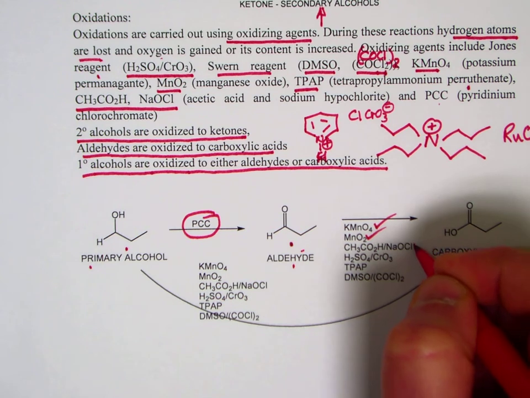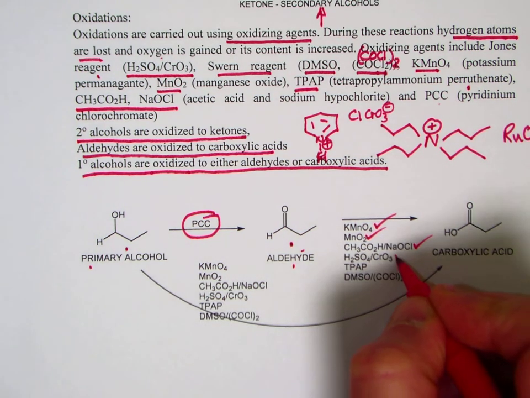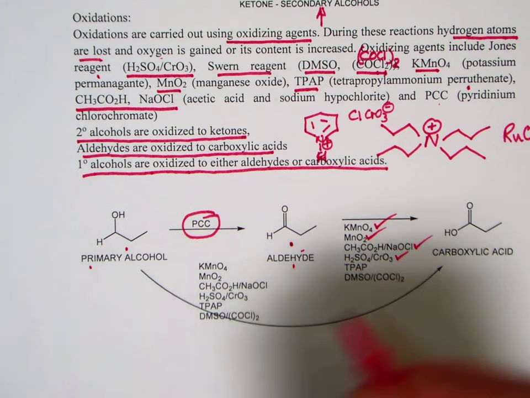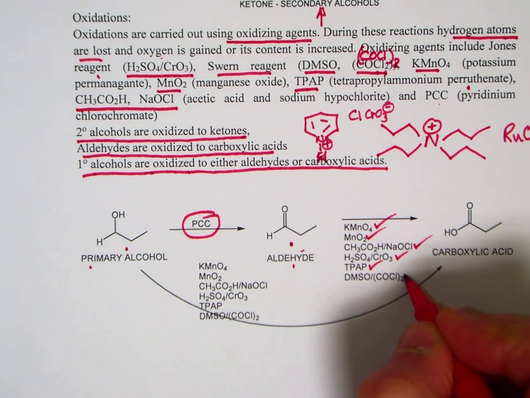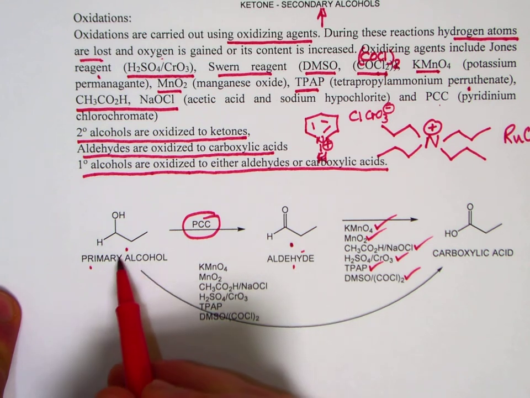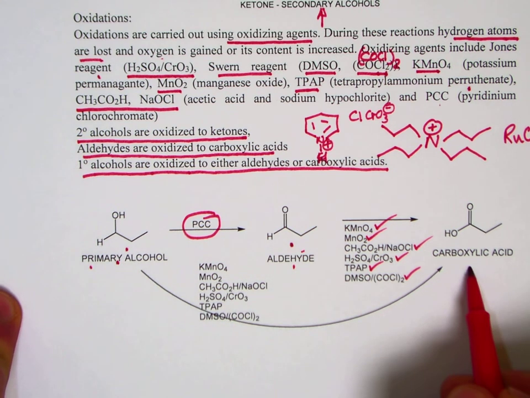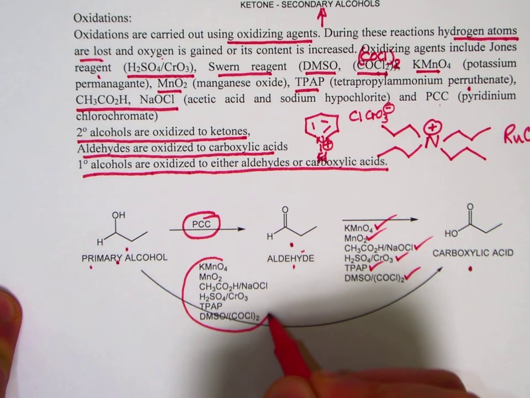we can use our acetic acid and sodium hypochlorite, we can use our Jones reagent of sulfuric acid and chromium trioxide, we can use our tetrapropylammonium peruthenate, or we can use our Swern reagent, which is dimethyl sulfoxide and oxalyl chloride. Similarly, in order to oxidize a primary alcohol all the way up to a carboxylic acid, we can use again our reagents of choice. You can use any one of these.